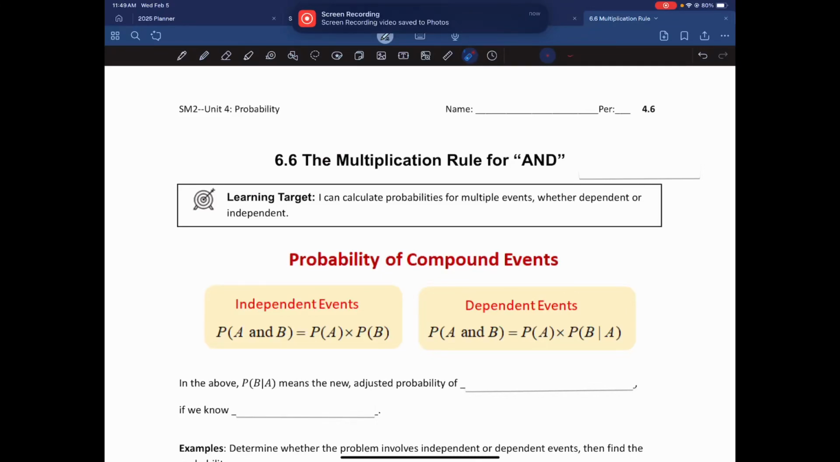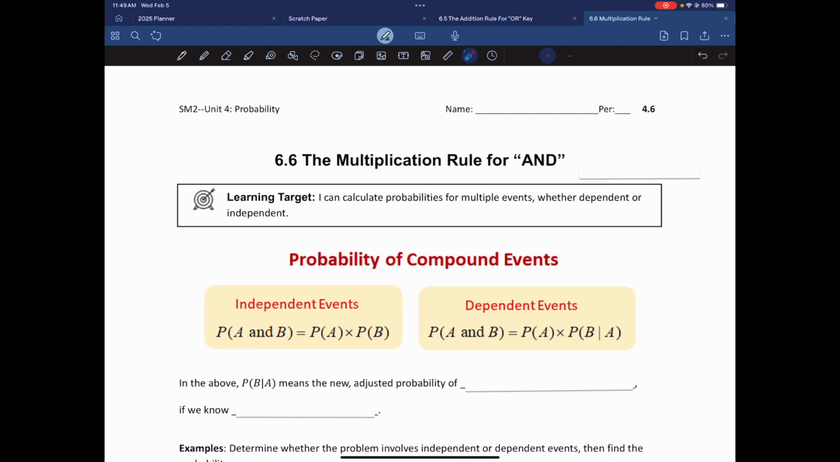Okay, today we're going to be going over 6.6, the multiplication rule for AND. Our learning target: I can calculate probabilities for multiple events, whether dependent or independent. That should sound familiar, because in 6.1 we went over dependent and independent events. We talked about how with dependent events, one event affected the other event, and with an independent event, one event did not affect the outcome of another event, okay?